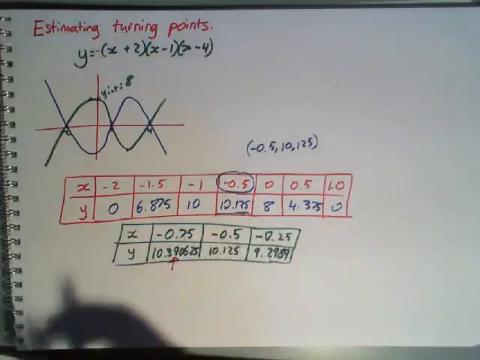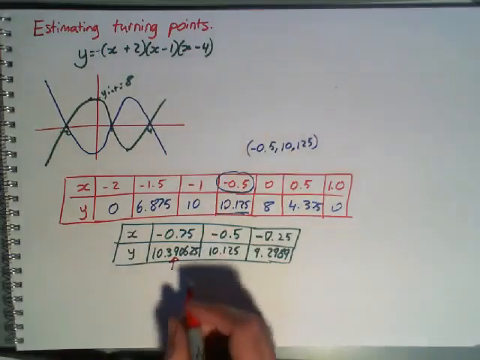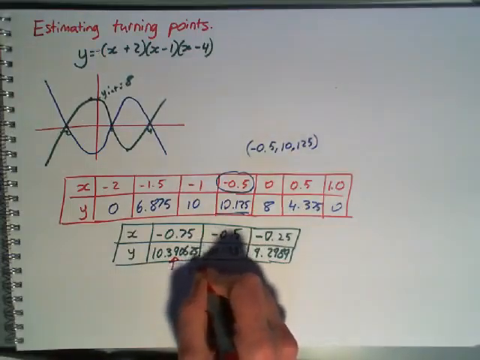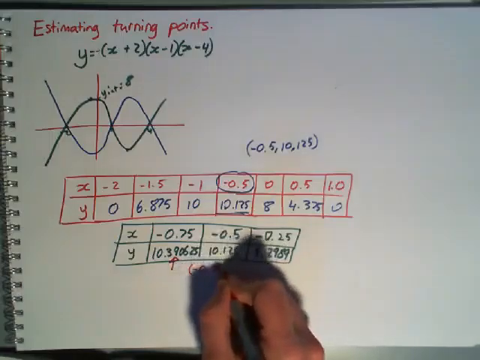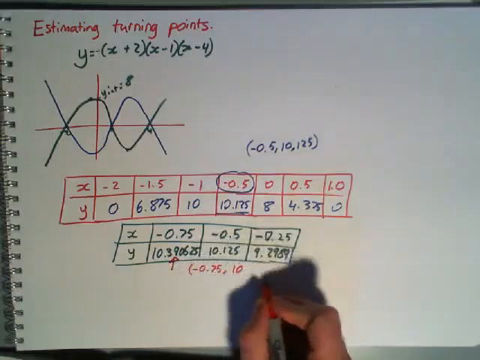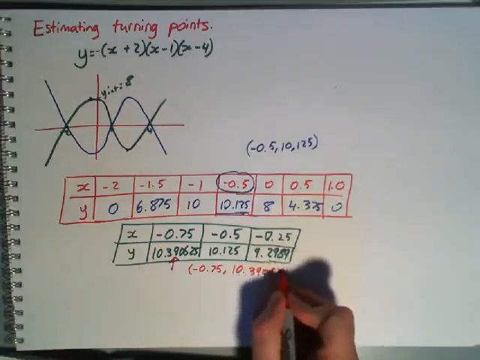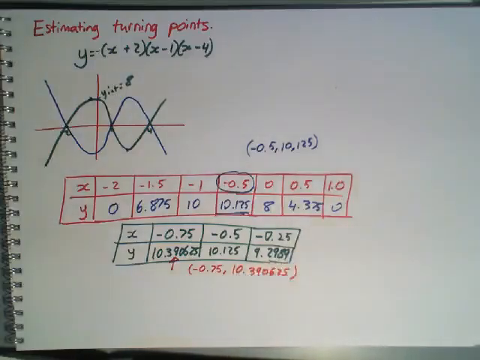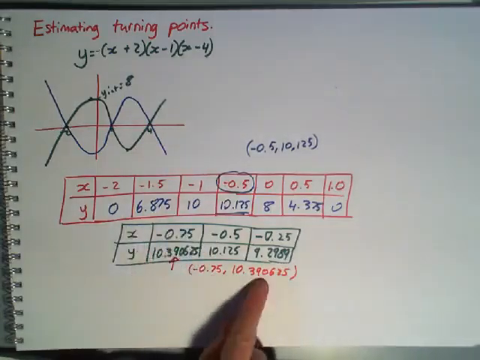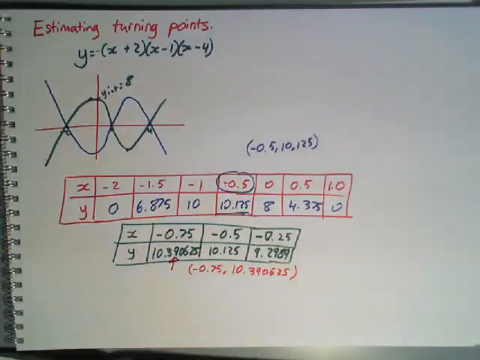So at the moment, our best accurate estimation is -0.75, and we get a maximum point at 10.390625. Okay, the best we can do at the moment. Now we could go even further either side of that, and we might get an even more accurate answer, but at the moment we'll just leave it like that.